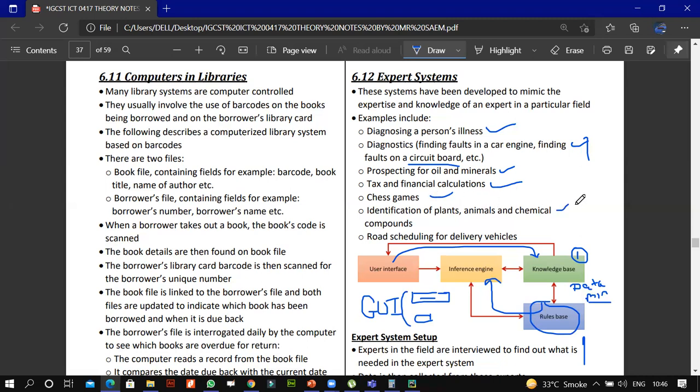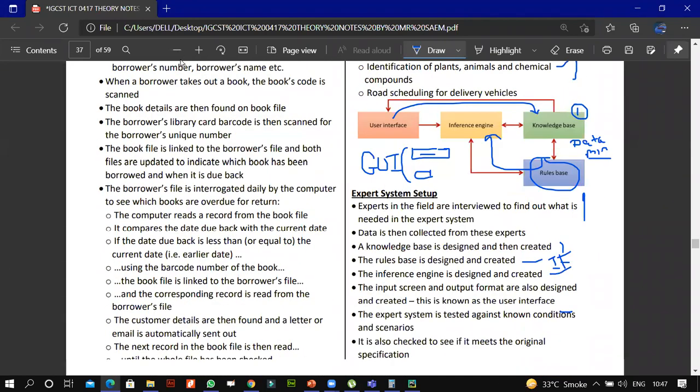So the more knowledge base you have, the more database you have of every field, the better your expert system will be. It's all related to your knowledge base, how properly your knowledge base has been created. So this is what an expert system actually is.